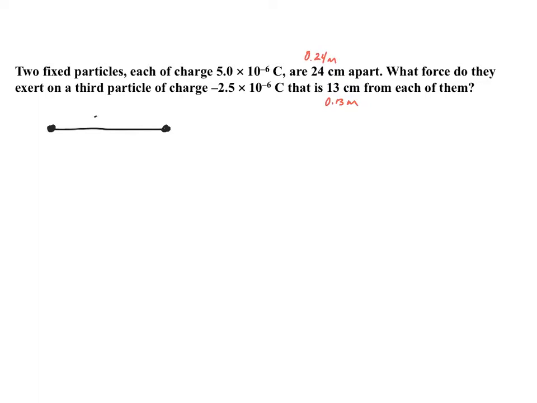So here is my 24 centimeter separation, particle 1, particle 2, and I'm told that there's a third particle that's 13 centimeters from each of them. Well, that means it's got to be someplace like this. Okay, and so this is my 13 centimeters. So forcing you to draw a pretty picture. All right.